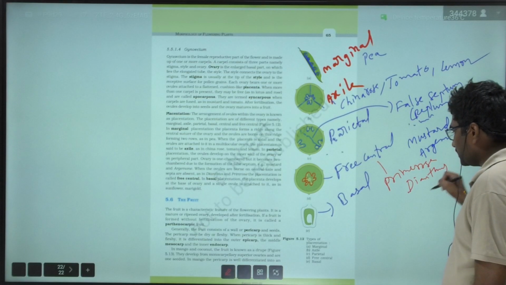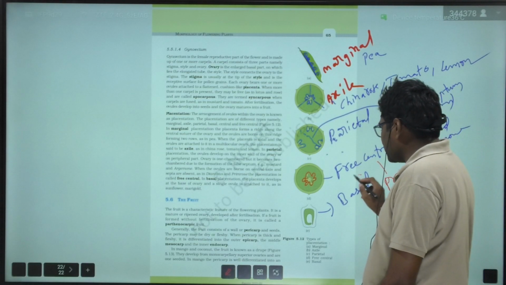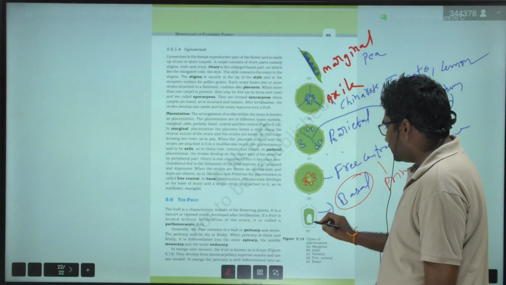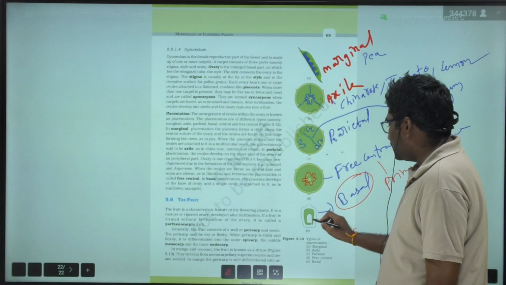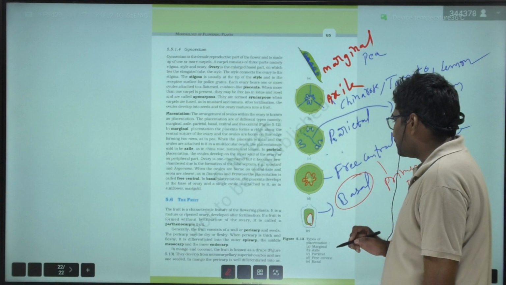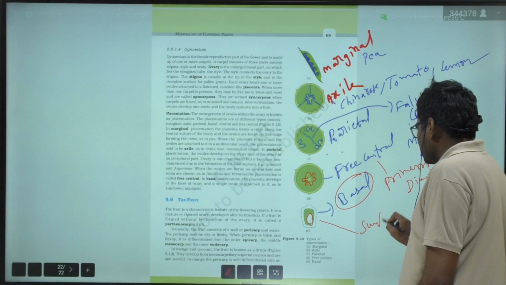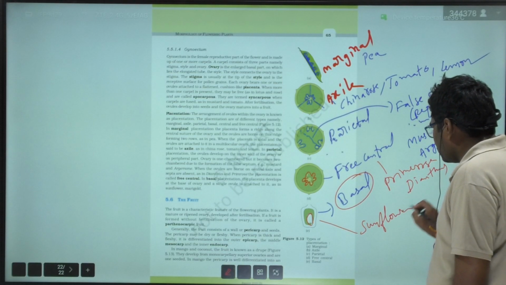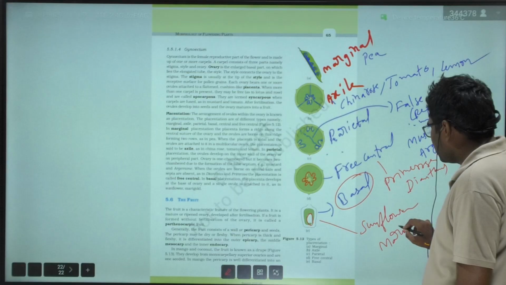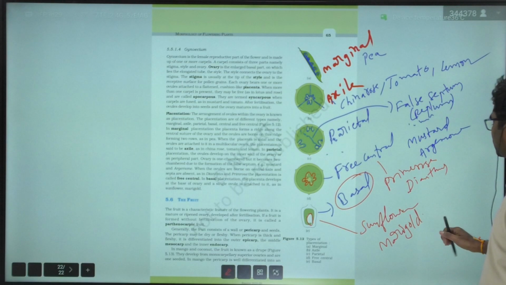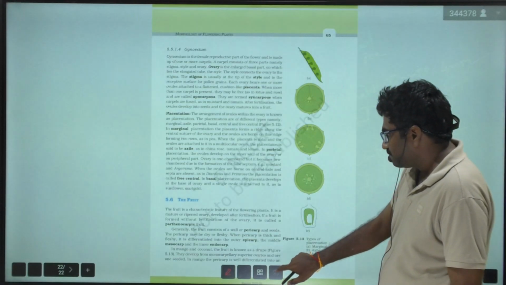Primrose and dianthus show basal placentation. In basal placentation, the placenta develops at the base of the ovary, and a single ovule is attached to the base of the ovary. Sunflower and marigold are the examples, right?